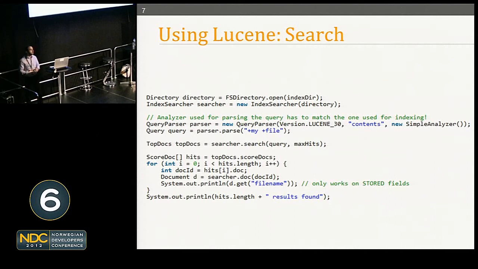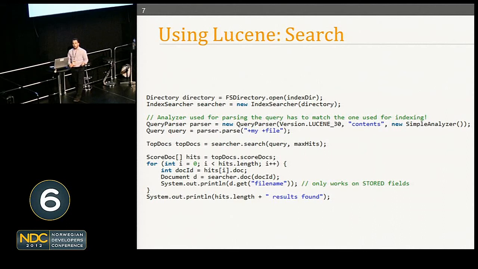I will have to take the query string, which is exactly the same as you know it from Google. I can use operators like OR, like AND, like proximity, a lot of other stuff like that. And I'm passing it to an object called query parser. That object is going to parse the query, and is going to return me an object of type Query. That Query object is what I'm going to use to perform the actual search.